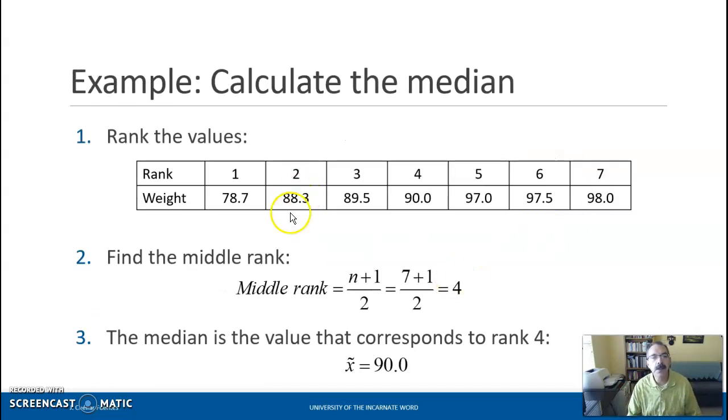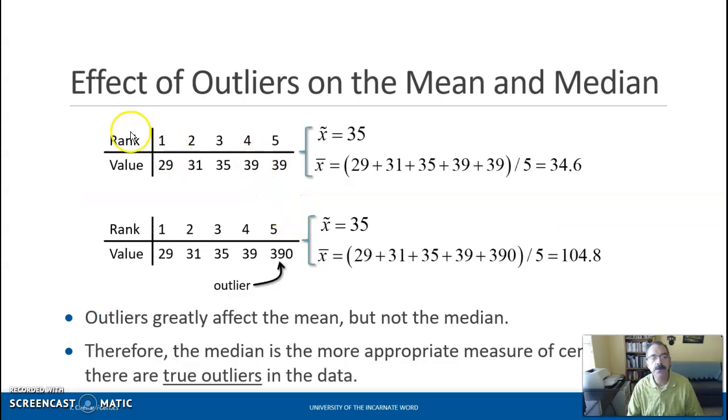Here's the same data set that we had before in example 1 with 5 values. Again, if you find the median, we found that it's 35. If you calculate the mean, you sum all the values and divide by 5. If you do that, you find that the mean is 34.6. Now let's assume that the value was not 39, but rather 390. This would definitely be an outlier.